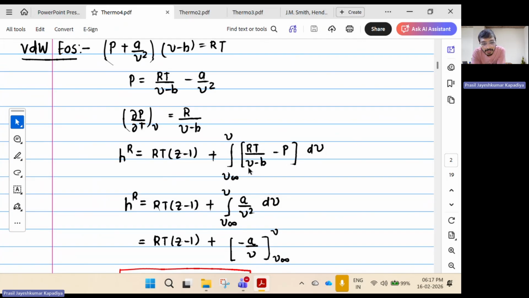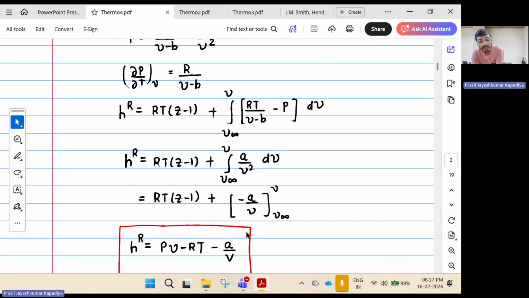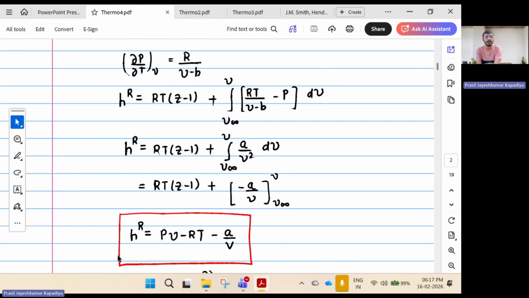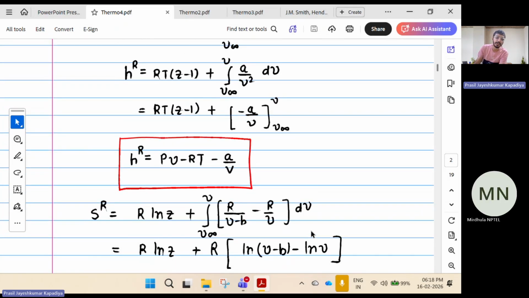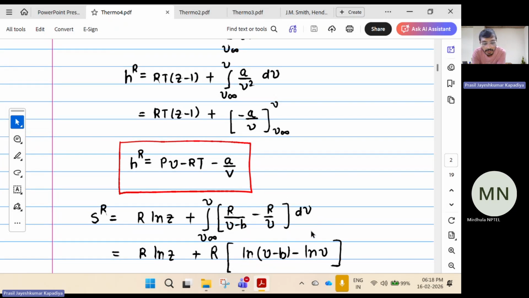So if I substitute this, it comes out that the term RT divided by V minus B, minus P, is nothing but A divided by V square. And if I integrate this, I get that the residual enthalpy will be PV minus RT minus A by V, in case of the van der Waals equation of state. Okay. Similarly, what will be the residual entropy for the van der Waals equation of state?